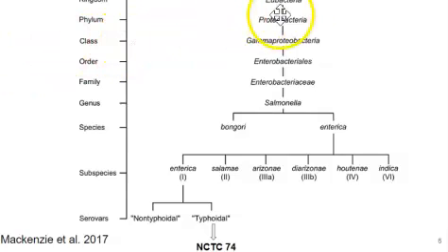So I'm not sure if you can see the very top of this. The axis of this says kingdom on the top, but this sort of goes from kingdom, phylum, class, order, family, genus, species, subspecies, serovar, and then I added in NCTC74, which was the strain ID.